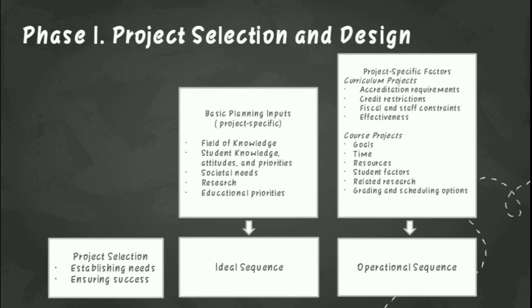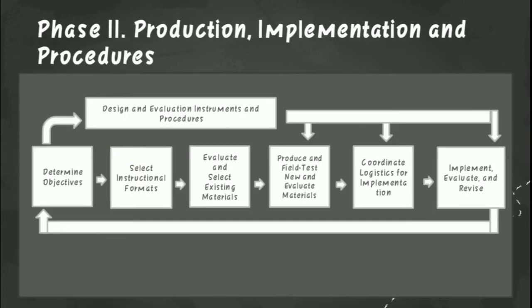For the course projects, we have goals and time, which is the availability of time, especially for the teachers and faculty, resources, and student factors such as their learning styles, related research, and grading and scheduling options. That is under the operational sequence. So we have phase 2, the last phase of the systematic design approach, which is production, implementation, and evaluation.